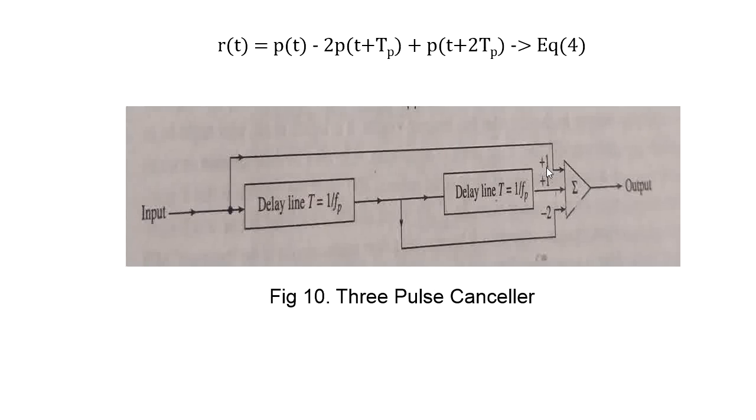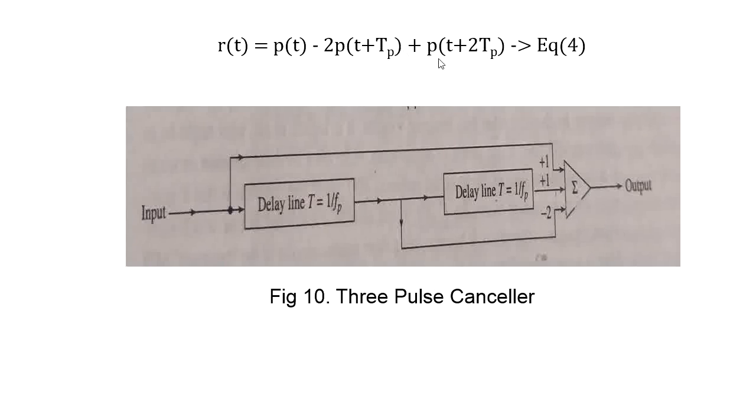So we are representing +1 here. And similarly, the same signal P of t, we are going to introduce a delay of Tp. So that is P of t plus Tp here. And what is the magnitude of this? -2. So whatever the output of the first delay line canceller, we have to take and sum to the subtractor. The magnitude is -2 here.